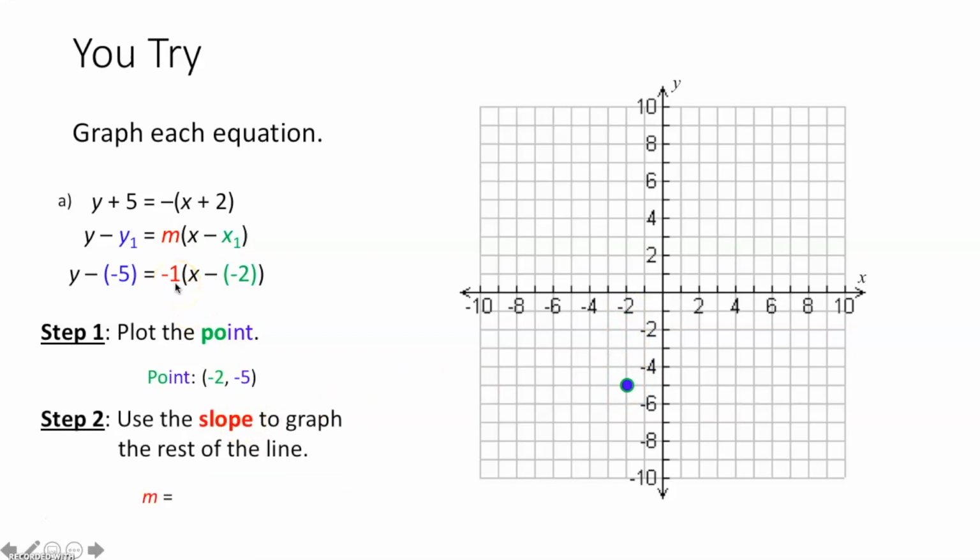That's negative 1. And since slope has to be rise over run, this is negative 1 over 1. Our rise is negative. That means we go down 1. And then our run is positive 1. So we go to the right, positive 1. So we go down 1, right 1, put a point. Down 1, right 1, put a point. Draw a line through those 3 points, and you're done.